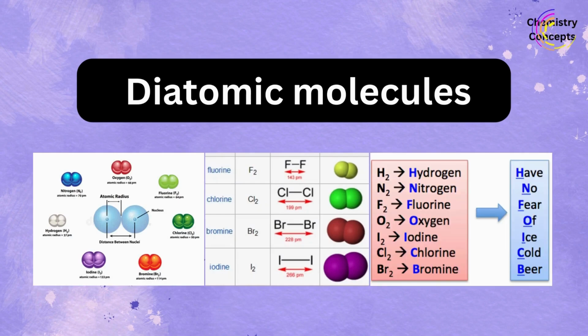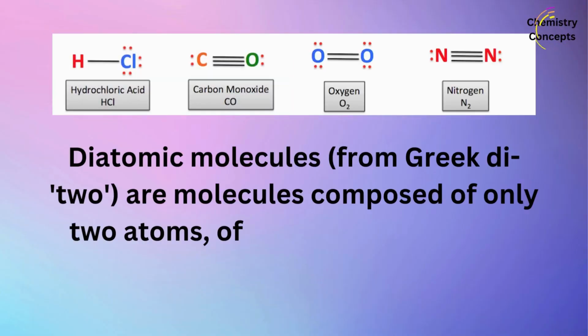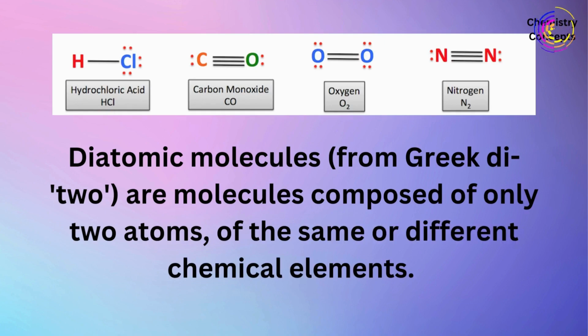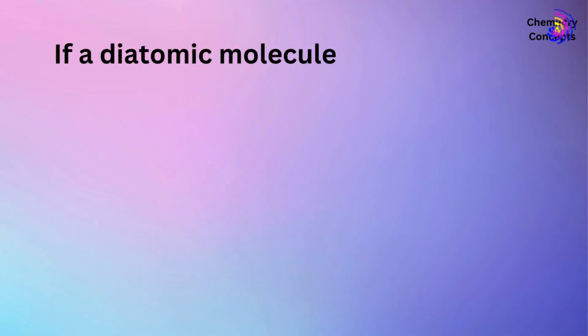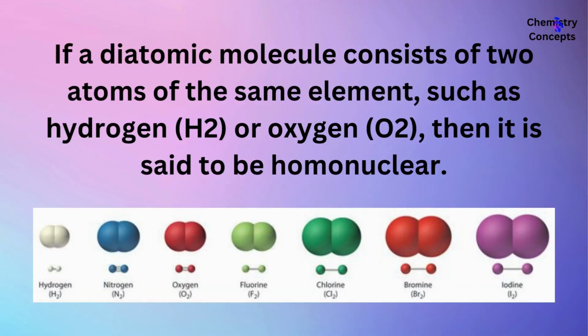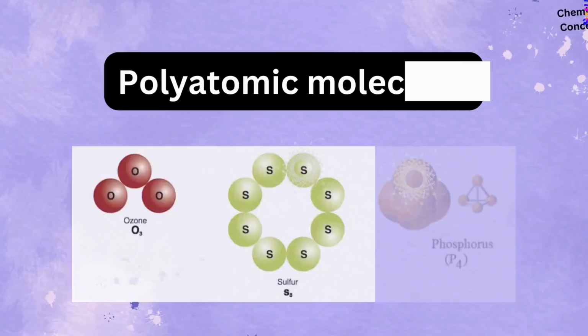Diatomic molecules, from Greek di, two, are molecules composed of only two atoms, of the same or different chemical elements. If a diatomic molecule consists of two atoms of the same element, such as hydrogen, H2, or oxygen, O2, then it is said to be homonuclear.